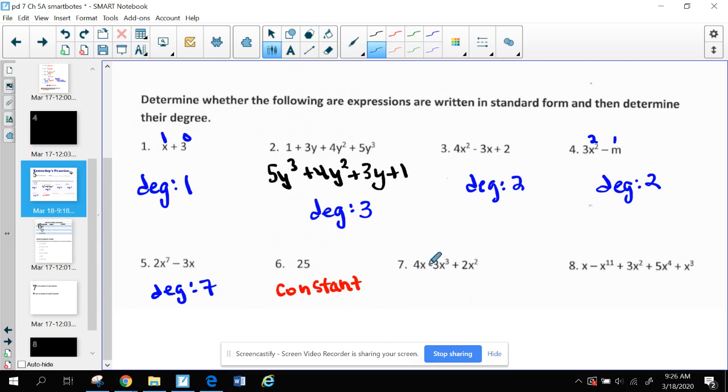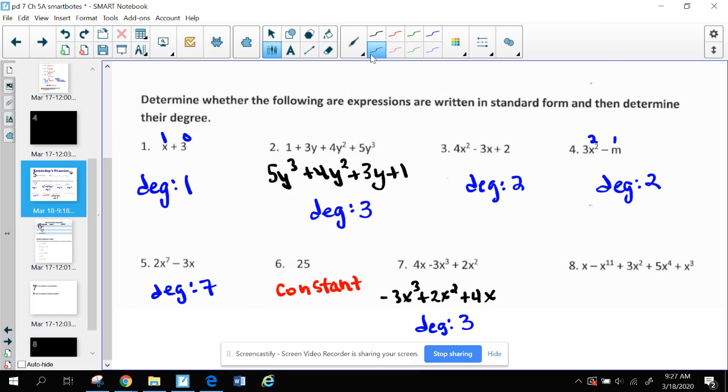On 7, this is not quite in the correct form yet. We can see this has a degree 3, so negative 3x to the third should come first, then our 2x squared, and then our plus 4x. After that, then we can tell the degree. The degree is going to be 3 because that's the degree of our largest term.